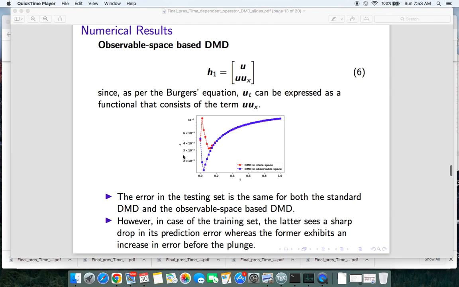Here we plot the error versus time. The error in the testing set is the same for both the standard DMD and the observable space DMD. However, in the case of training set, the latter sees a sharp drop in its prediction error, whereas the former exhibits an increase in the error before this plunge.